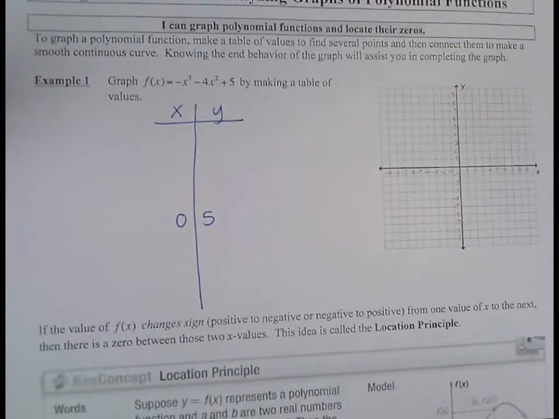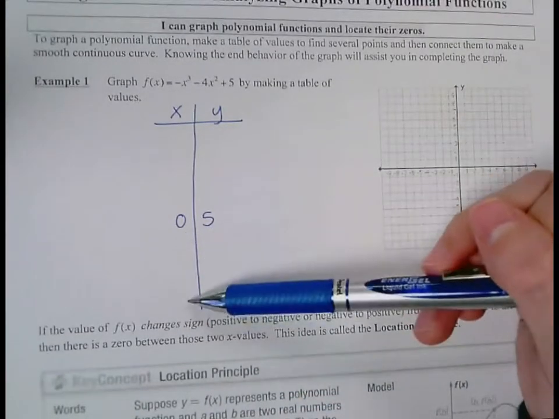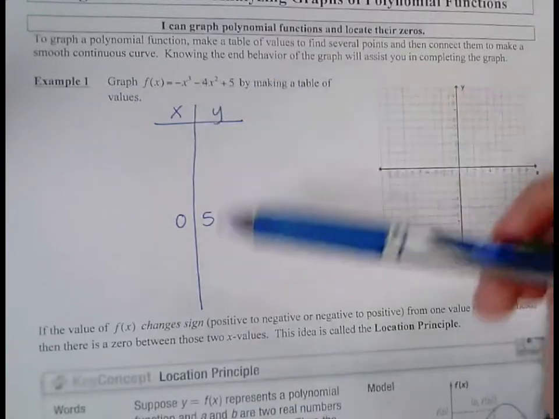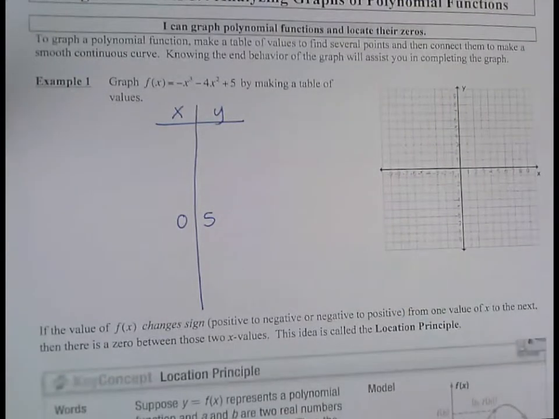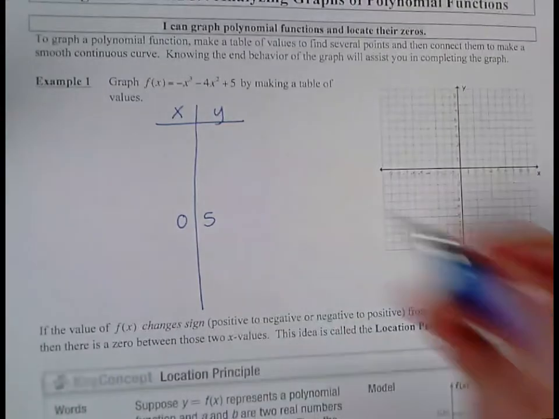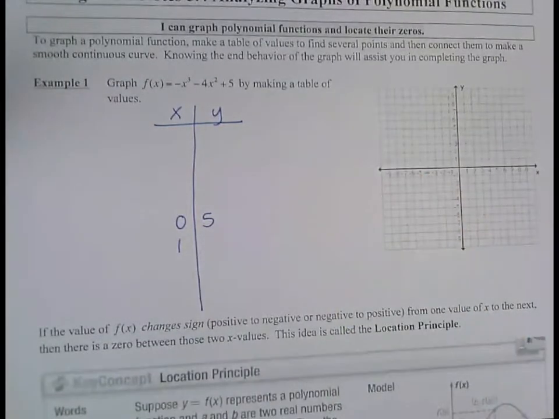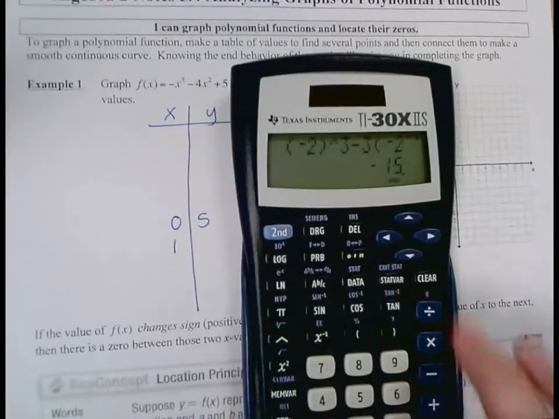Okay, so now pick a direction to go, whether you want to plug in positive numbers next or negative, and you keep plugging in numbers in that direction until you get a y value that doesn't fit on your graph. So I'm going to go in the positive direction first. I'm going to plug in 1.